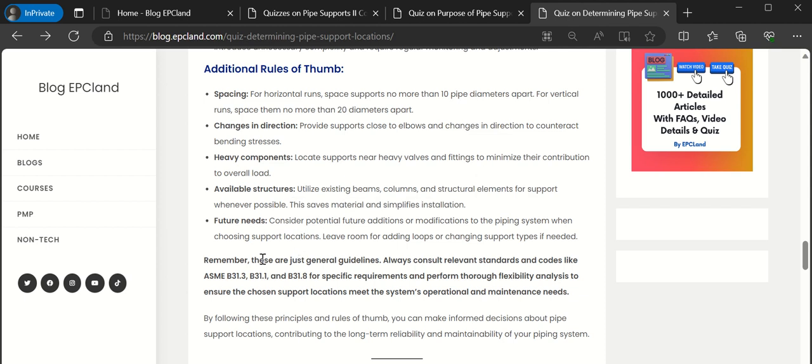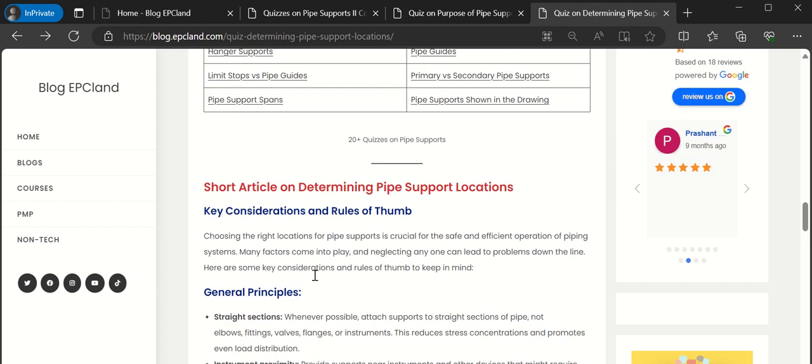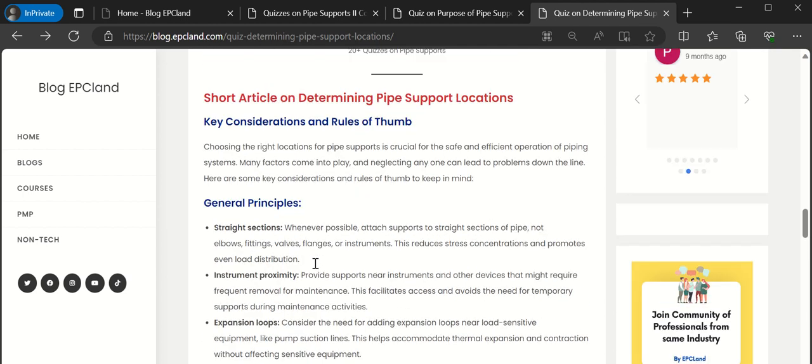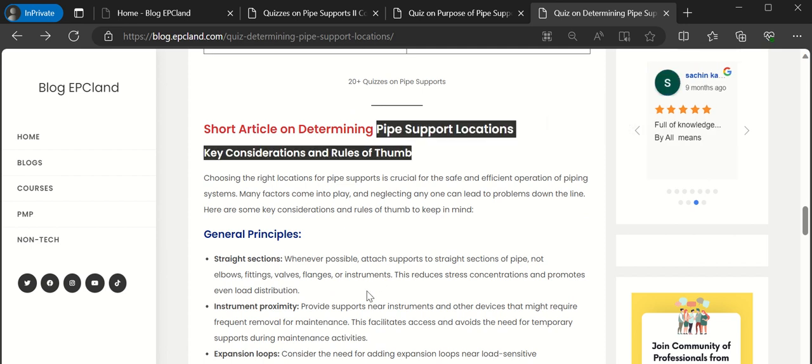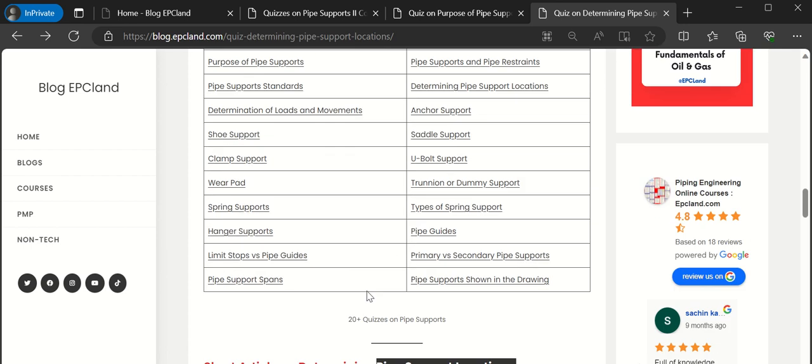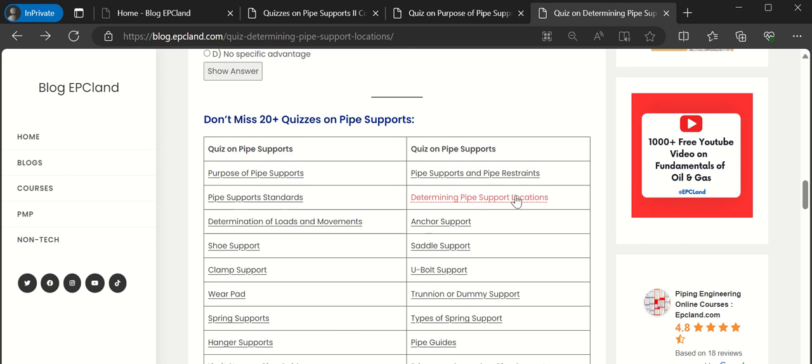Then future needs. Sometimes we already know there are potential future expansion possibilities, so we need to plan the supporting considering those requirements, so that if in future there is some expansion, the system will remain stable. These are a few of the parameters which we really need to look into when we are deciding the pipe support locations. So this was all about this section, determining the pipe support locations.